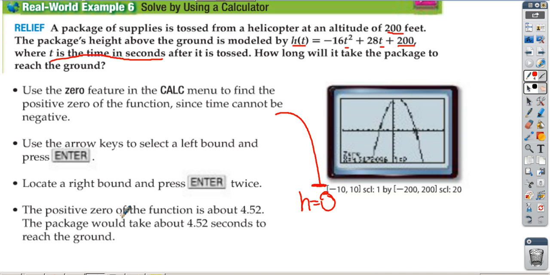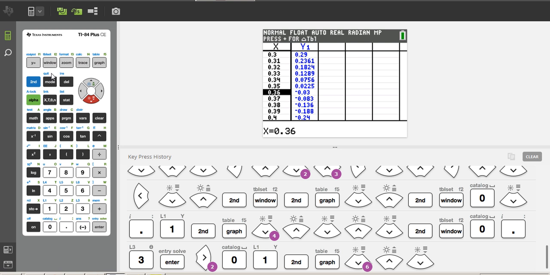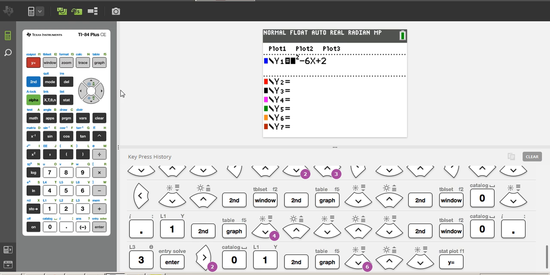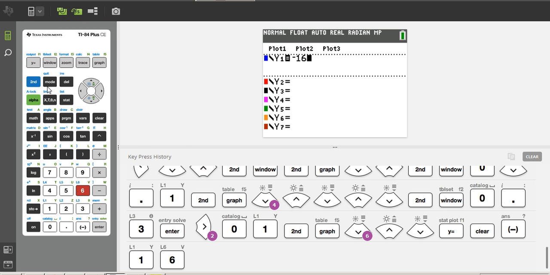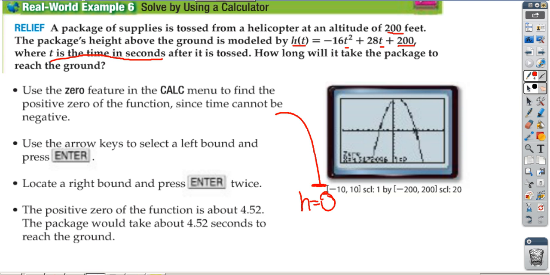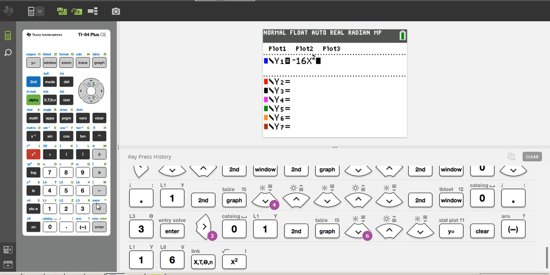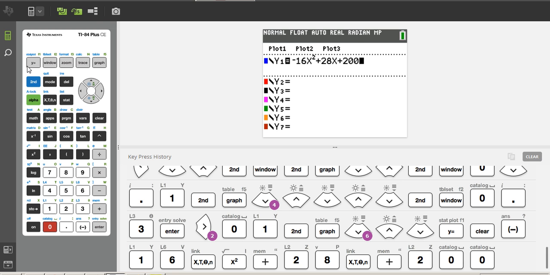When you graph this, you might have a negative x value, or we'll use x instead of t, but they basically mean the same thing. Negative 16x squared. Now, as I was saying, you might have a negative x value, but it's not going to make sense because x or t is standing for time, and you can't have a negative amount of time, even if you had a time machine.